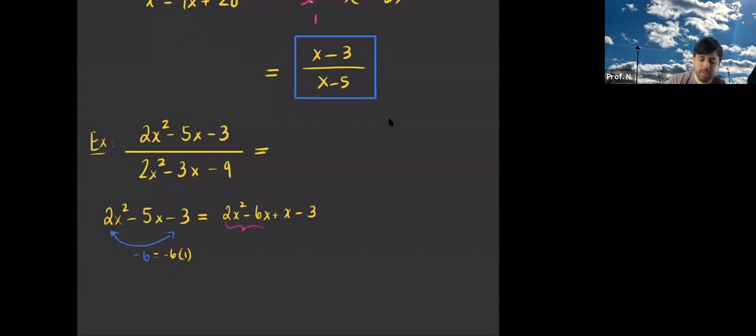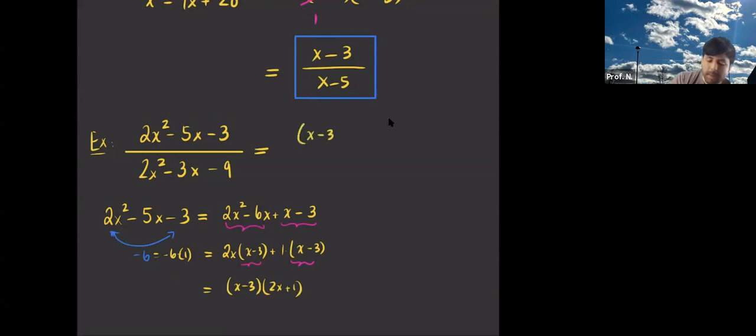And then what do I do here? I factor, right? I factor the first group. When I factor the first group, what do I get? I get 2x times x minus 3. And the second group, I can't really factor anything, but I'm factoring a quote-unquote 1 out. I'm just left with x minus 3. So then when I recognize the x minus 3's here, I'm left with x minus 3 multiplied by 2x plus 1. So boom, I factored it. So I did the first one.